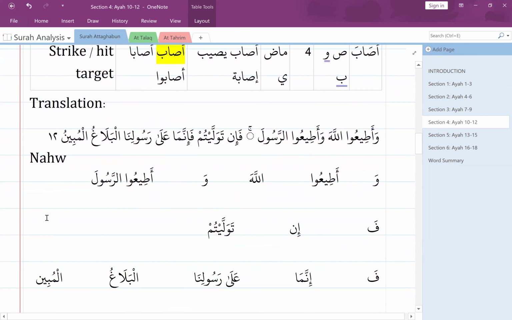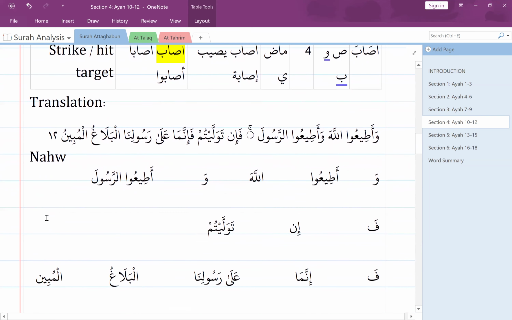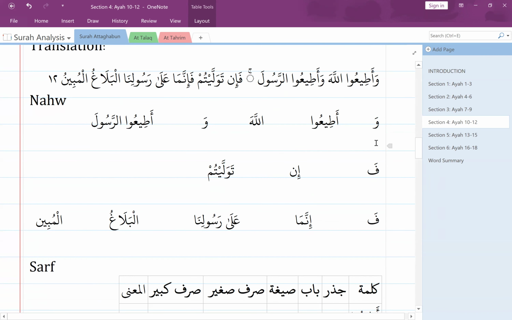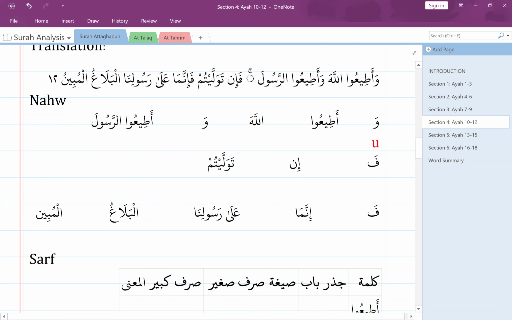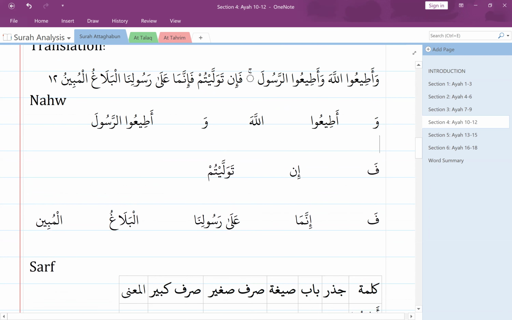Okay, great. So we're going to go to the last ayah. Today is going to be a very short session, inshallah. Waw is harf atf. Again, depending on how you understand the grammar, it could be atf or it could be isti'naf, depending on what you're linking it to.